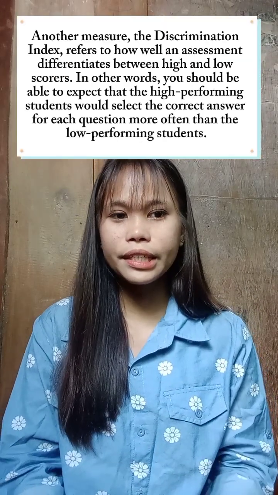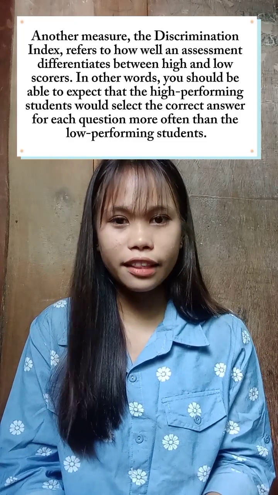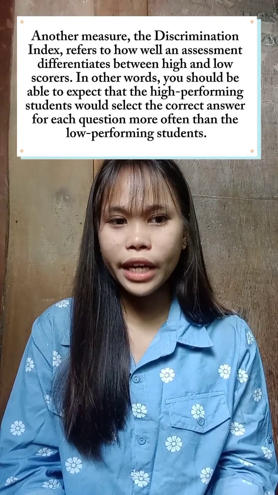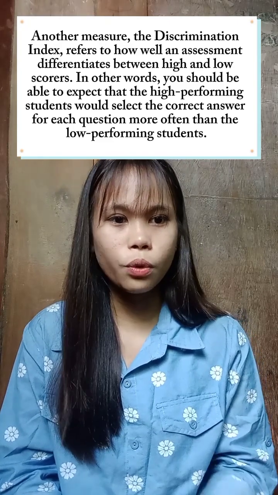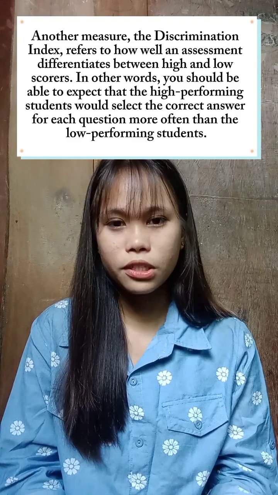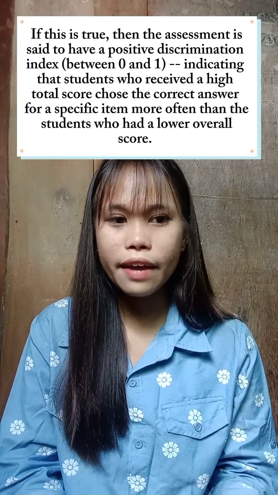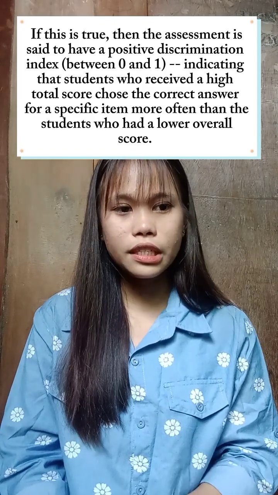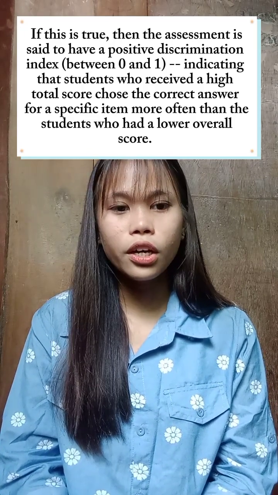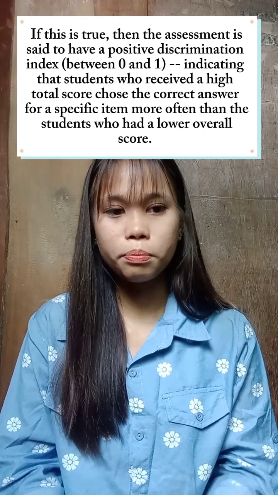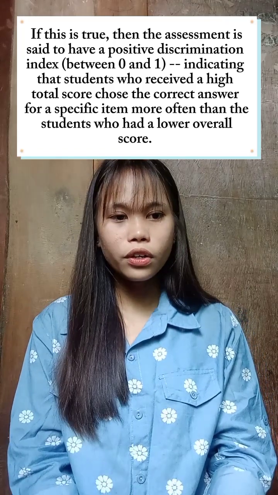Another measure, the discrimination index, refers to how well an assessment differentiates between high and low scores. In other words, you should be able to expect that the high-performing students would select the correct answer for each question more often than the low-performing students. If this is true, then the assessment is said to have a positive discrimination index between 0 and 1, indicating that students who receive a high total score choose the correct answer for a specific item more often than the students who had a lower overall score.